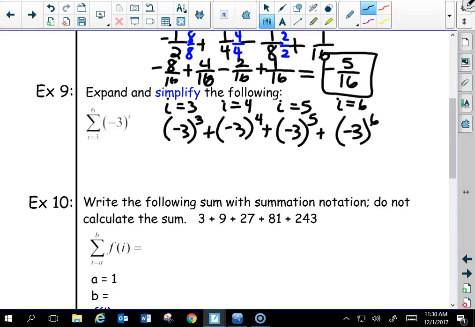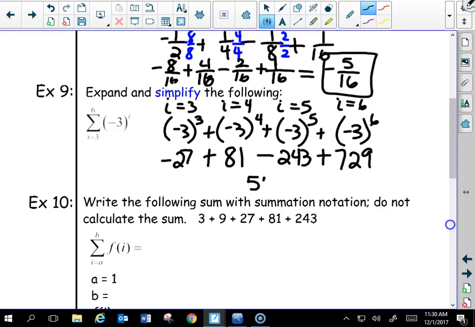Okay, so cubing a negative 3, I get a negative 27. And 3 to the fourth power is 81. That's going to go positive. Odd exponent is going to go negative. 3 to the fifth is 243. And 3 to the sixth is 729. When I add and subtract all those numbers, I get 540.